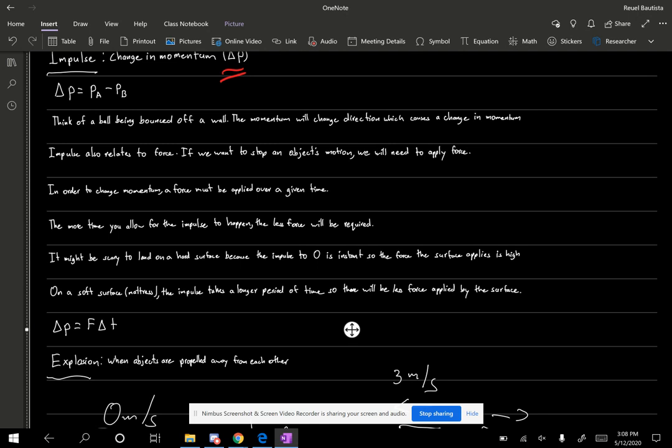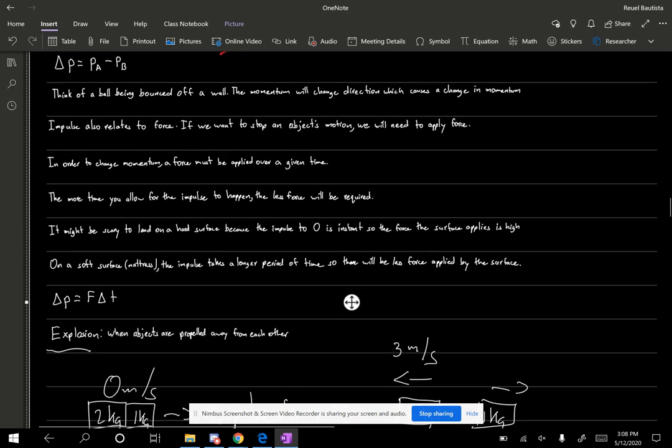Another example is, let's say, when you're catching a ball. When somebody throws a ball at you and you catch it, it has momentum towards you, but as soon as you catch it, it has a momentum of zero, because it stops moving. If there's no velocity, that means there's zero momentum. So there is a change in momentum because it goes from having momentum to having zero momentum.